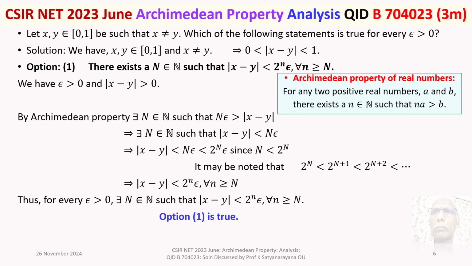And as this is a multiple choice question, only one answer is correct. Therefore, the answer to this question is option 1. So the question is over, and it's a very simple and straightforward question. But I will show you how the other options are false.